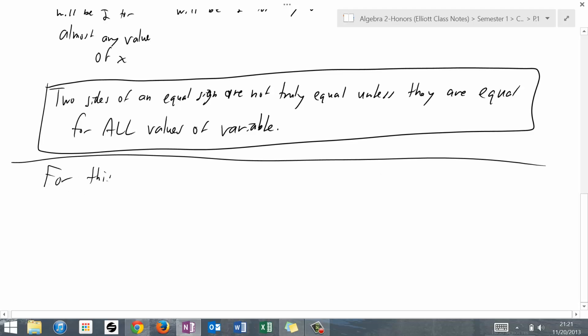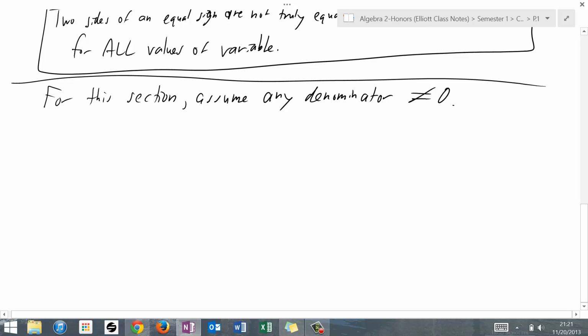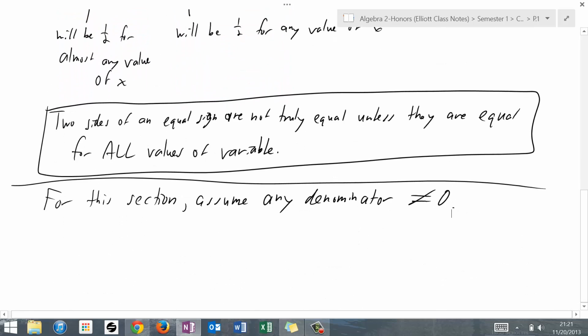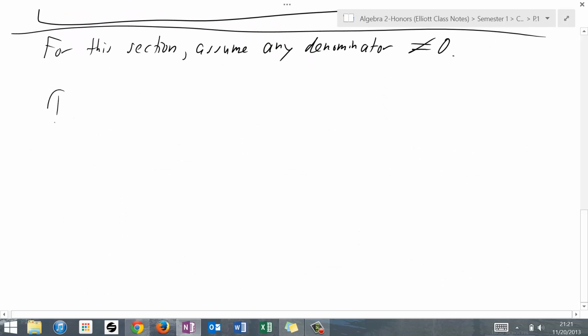For this section, your book actually includes a disclaimer. It says, assume that any denominator is not equal to 0. Okay, so that takes all the fun out of it, but trust me, we're coming back to that concept in time. Number 1, I'm going to simplify, and that's going to be my directions here. Simplify, assuming that any denominator is not equal to 0. And you'll see that in our directions when we do stuff such as quizzes or tests.